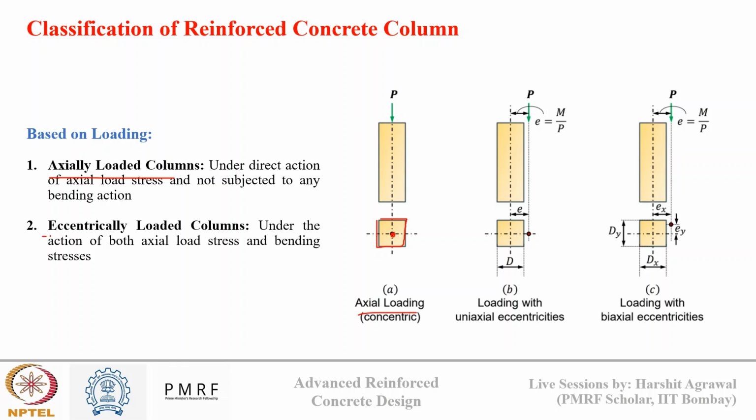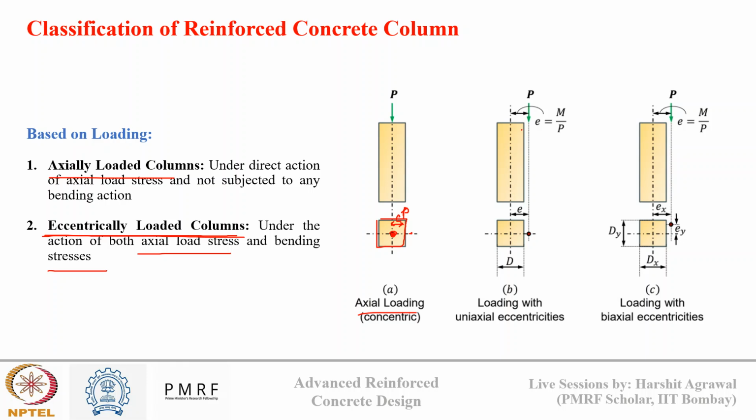And then there is the eccentrically loaded column, where there are both axial stresses and bending stresses. Suppose the load is not acting at the center, but here at this point or this point. It is under axial load also, and due to this small deviation from the central line, there will be some moment generated due to this load. So that's why we say there is both bending action and axial load acting on the column, and these columns are known as eccentrically loaded columns.